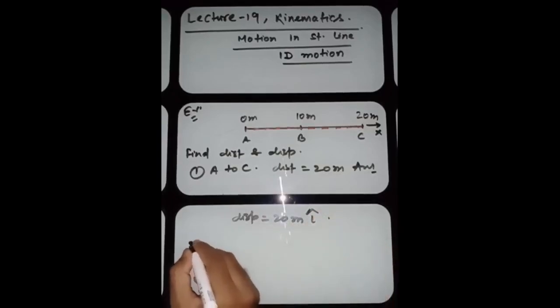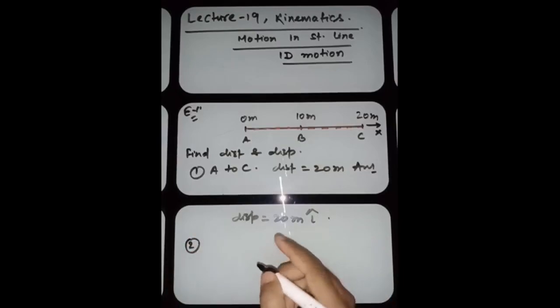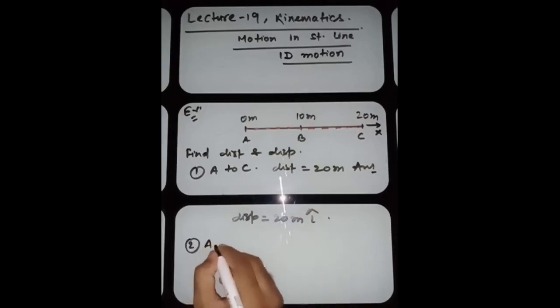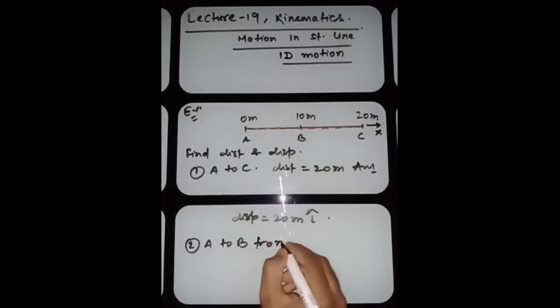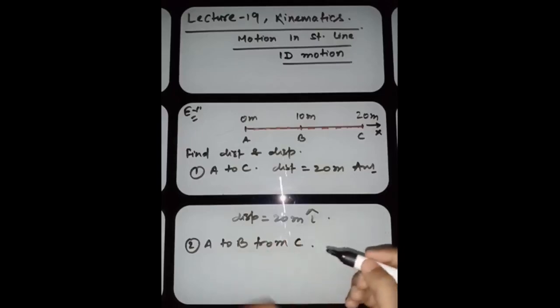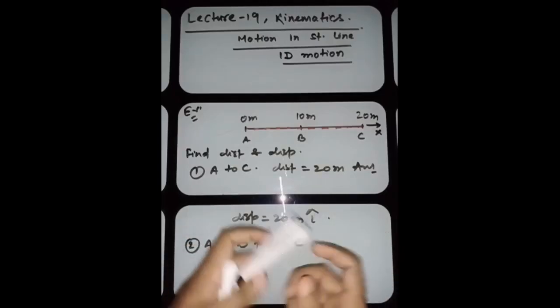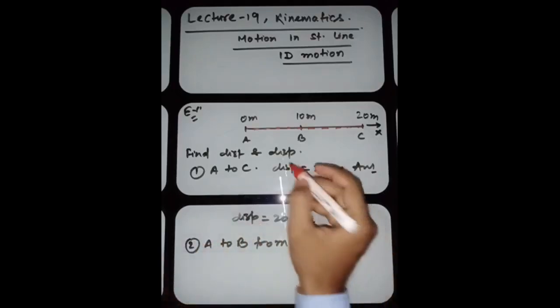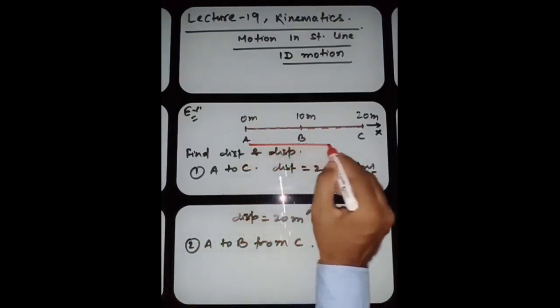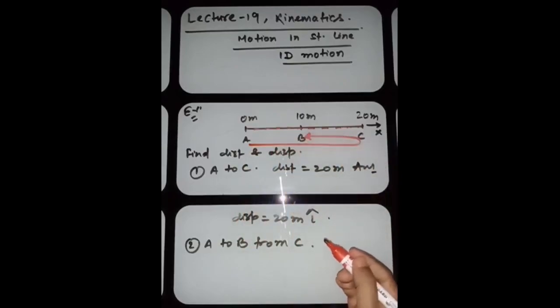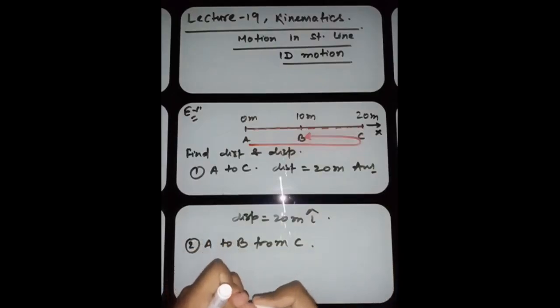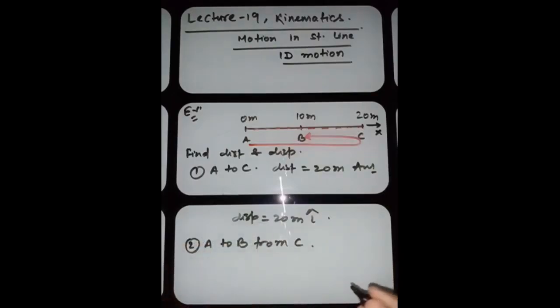Now the second question. You have to find the distance and displacement if the particle moves from A to B via C. The particle is moving from A to B, but by C. How? The particle goes from A first to C and then comes back to B. That is A to B via C. What will be the distance and displacement? Here we go. Distance.